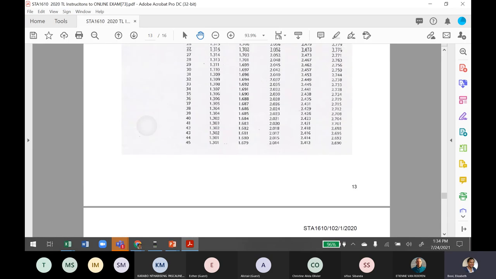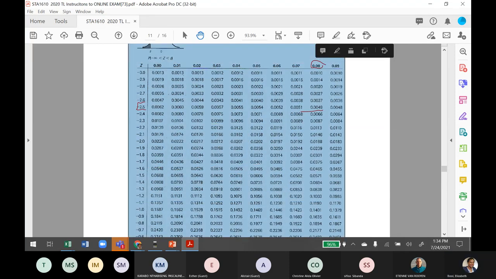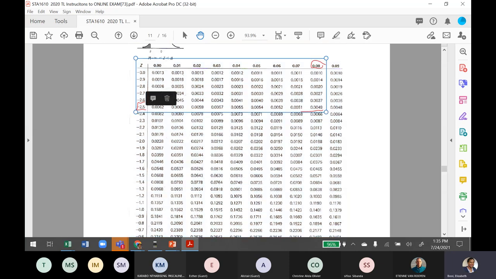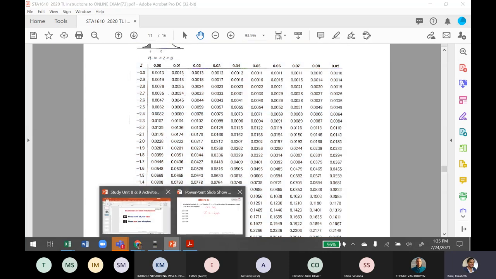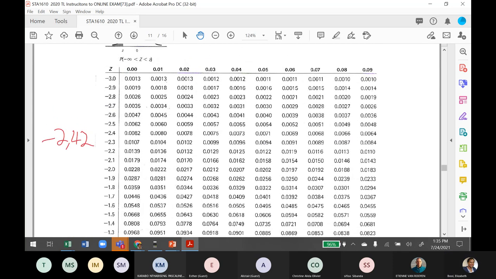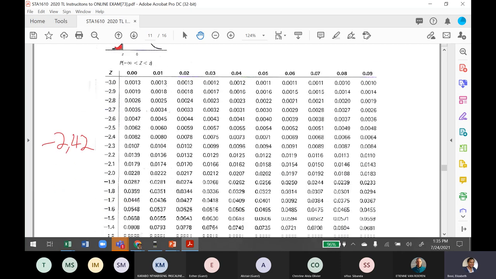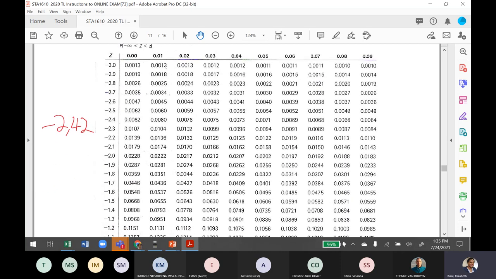If we go to the Z table, we go to the negative side table. Sorry, I just want to remove all my markings. We're looking for minus 2.42. So when you go to the negative side, you can see that we actually are looking at the smaller portion. So negative 2.42.